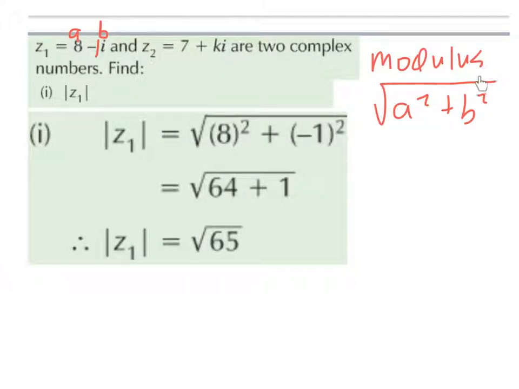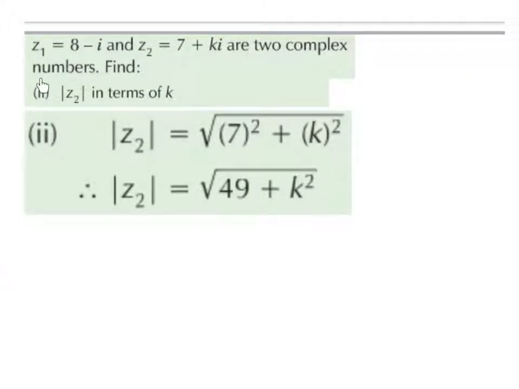So we get the square root of a squared, which is 8 squared, plus b squared, which is minus 1 squared. 8 squared is 64, minus 1 squared is 1, because minus 1 by minus 1 is 1. And 64 plus 1 is 65. So the modulus of z1 is the square root of 65. So the distance from z1 to the origin is the square root of 65.